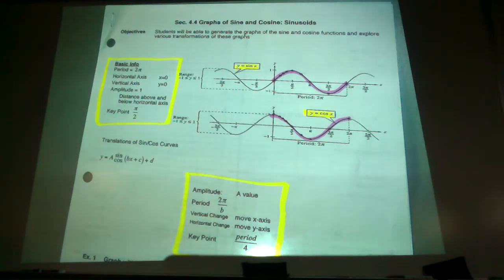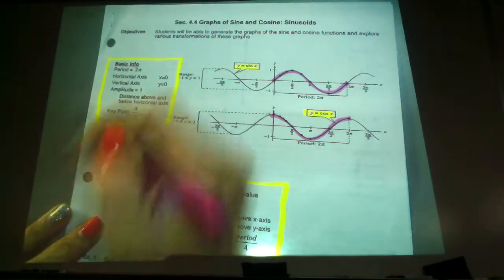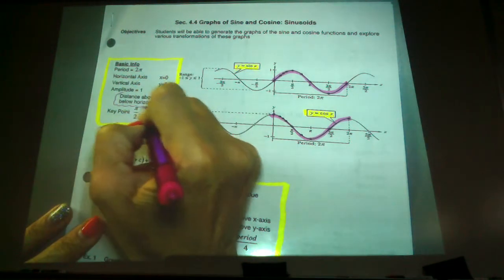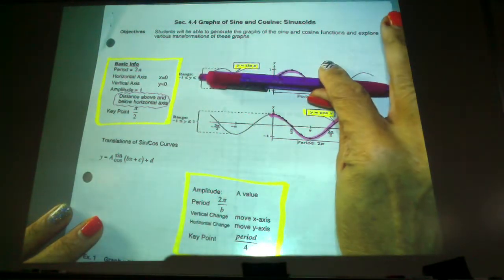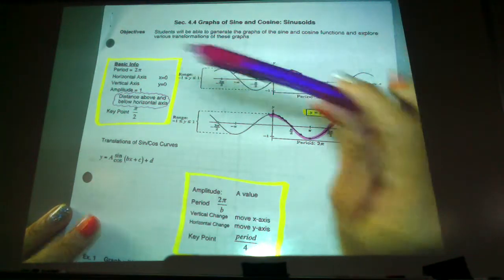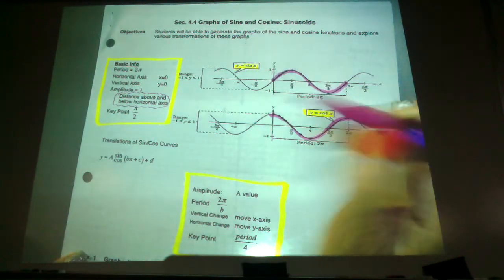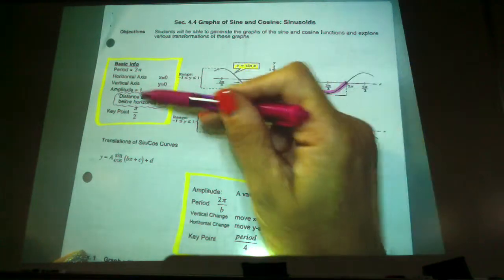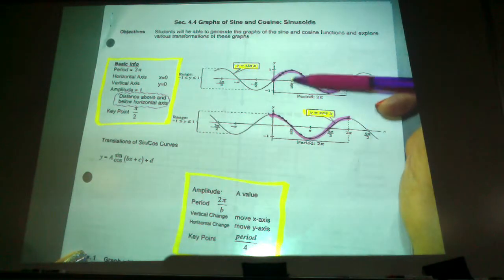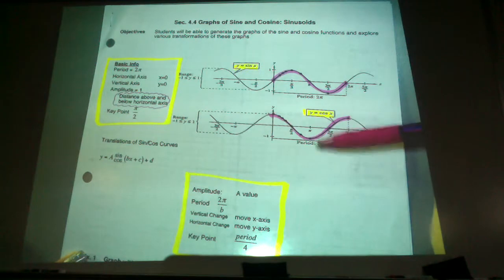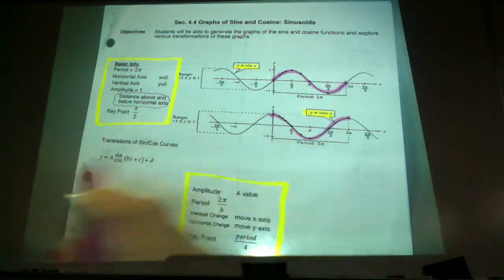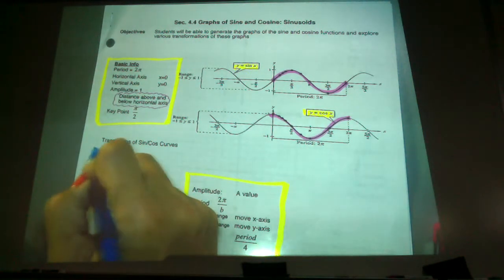Amplitude is how high above the x-axis and how low below the x-axis your graph is. So the amplitude is your distance above and below the horizontal axis, which for right now is the x-axis. That can change, but for right now it is 1. For this one, the amplitude is 1, because notice that the highest point it goes up to is 1, and the lowest point that it goes down to is negative 1. And same thing for cosine. We get that by looking at this general formula right here.